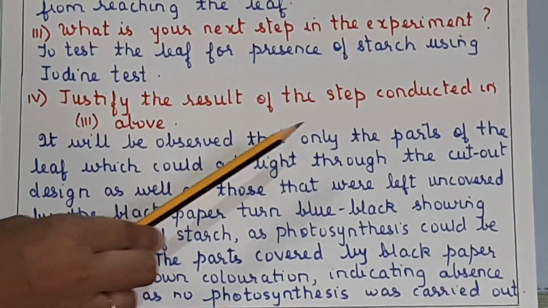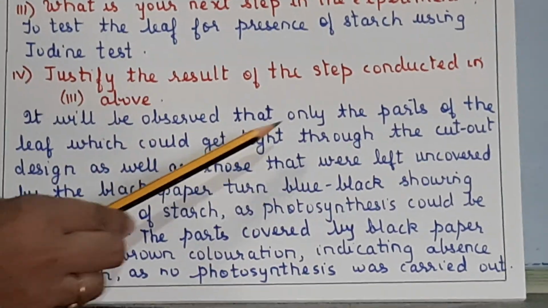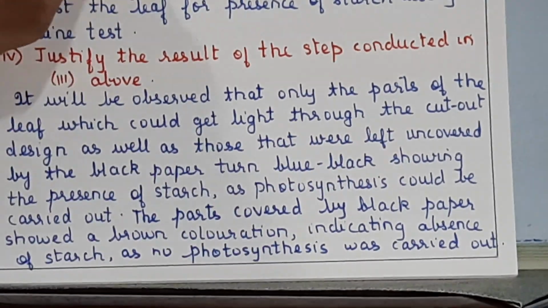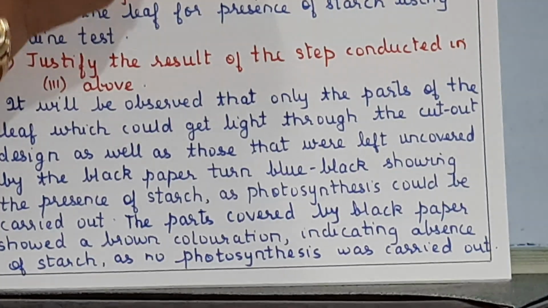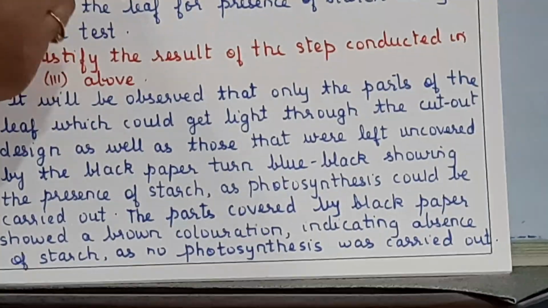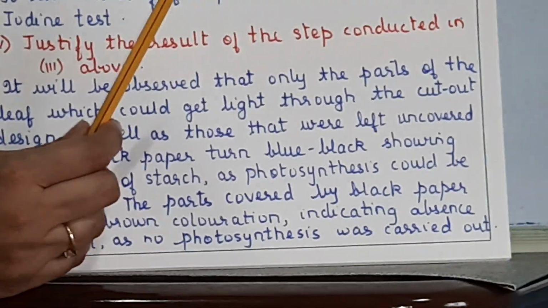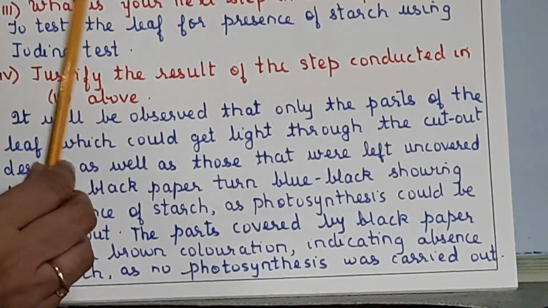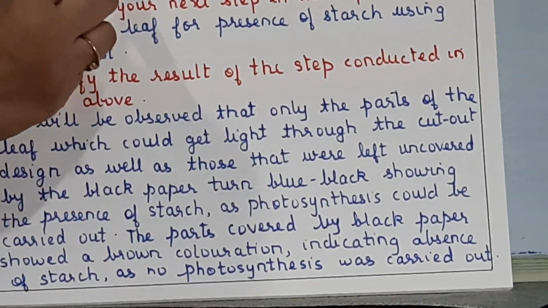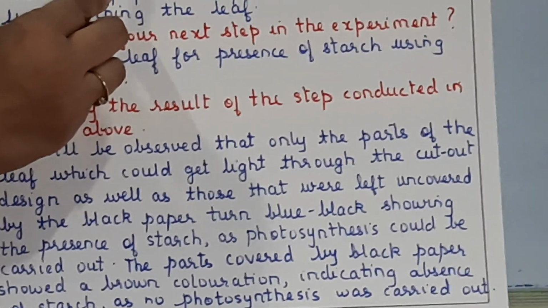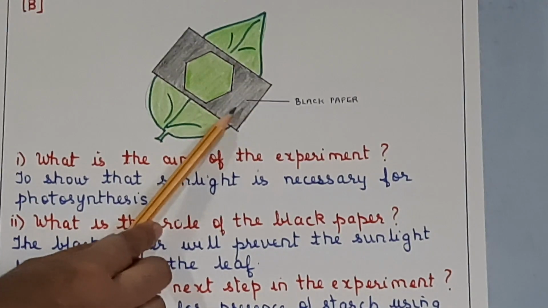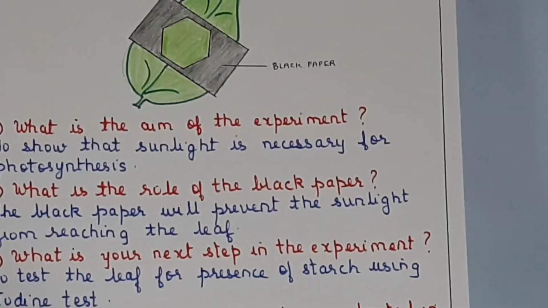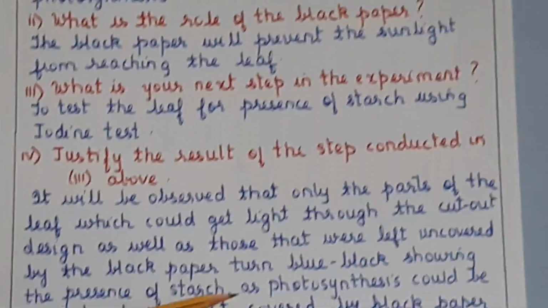It will be observed that only the parts of the leaf which could get light through the cutout design as well as those that were left uncovered, that is, this is the cutout design and all this portion which is uncovered, right? So these parts are going to receive sunlight, so naturally it is going to carry out photosynthesis. We assume that all other factors are there in the plant. So these portions are going to turn blue black, whereas this portion which is covered by the black paper did not receive sunlight, so naturally no photosynthesis, so no starch, so it will be brown coloration, right? So the same thing is written here.